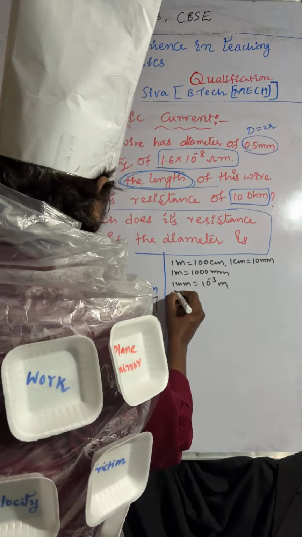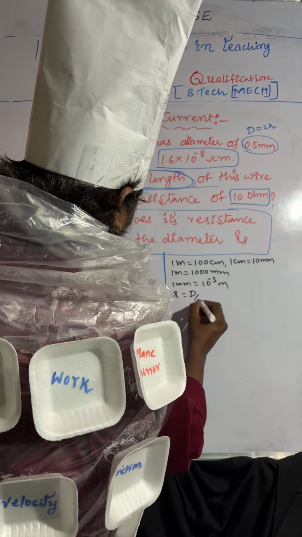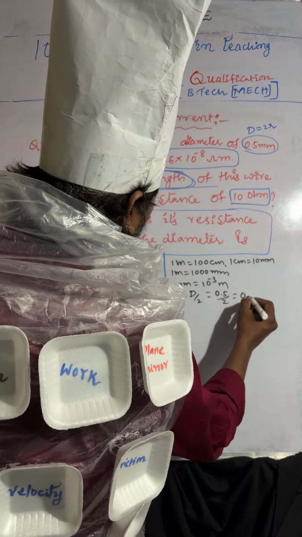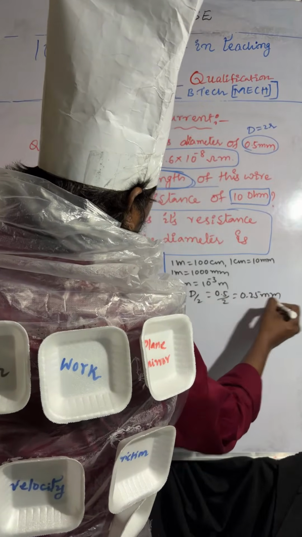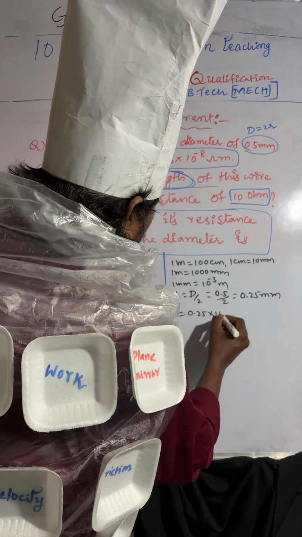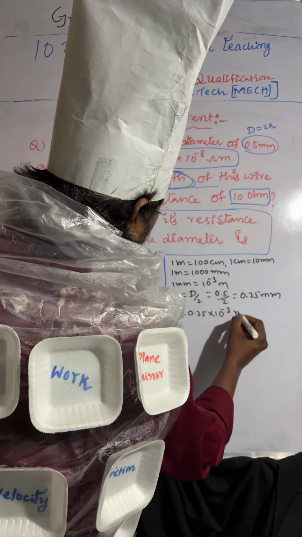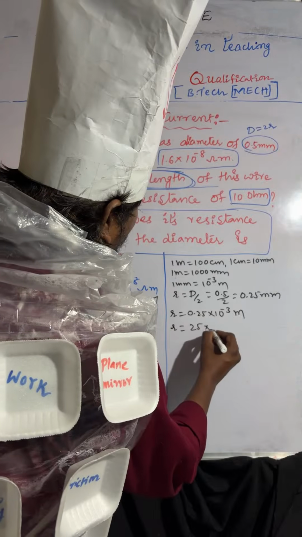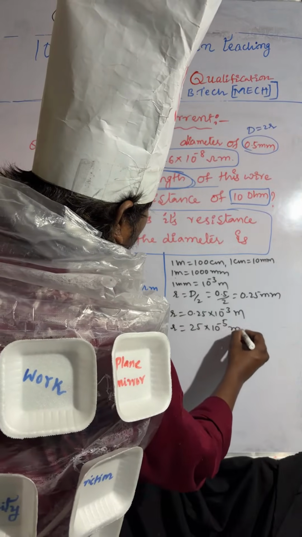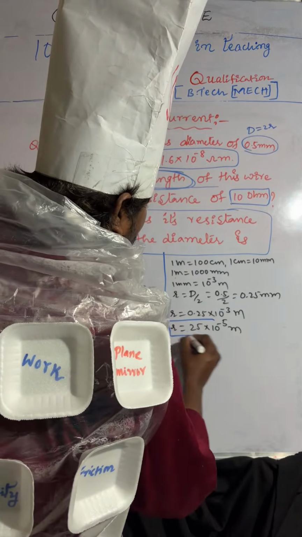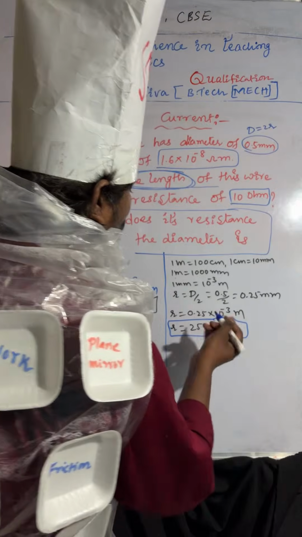So here only you will do it. R equal to D by 2, that is 0.5 by 2, 0.25 mm. Then R equal to 0.25 into 10 power minus 3 meter. Then we can also write 25 into 10 power minus 5 meter. So this is the answer, you can check. You got the R value.